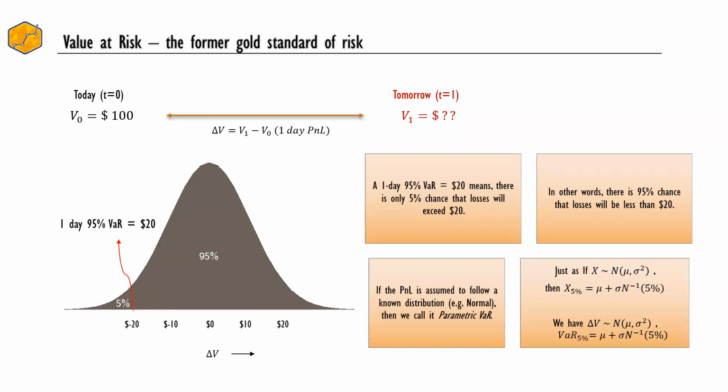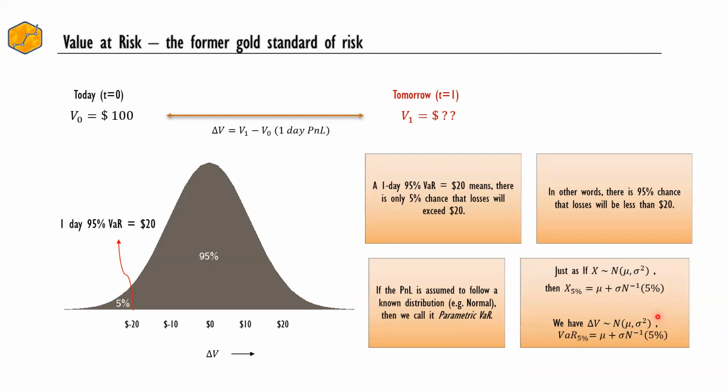So let's say, we know that if X follows normal distribution with mean mu and variance sigma square, then at 5% quantile, how do you find the value of X? Simple formula, mu plus sigma Z. And Z you can find by inverting the CDF, correct? N inverse 5%. That's how you find the loss figure, all right? So in general, X equals mu plus sigma Z. If P&L follows normal distribution with mean mu, variance sigma square, then value at risk at 5%, it's the same quantile, right? That's mu plus sigma Z.